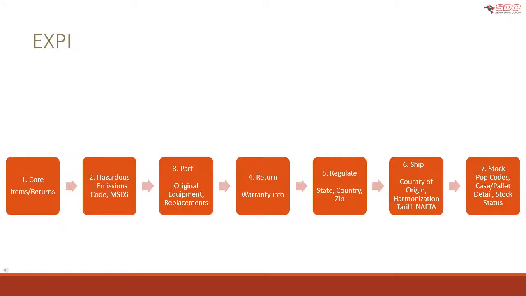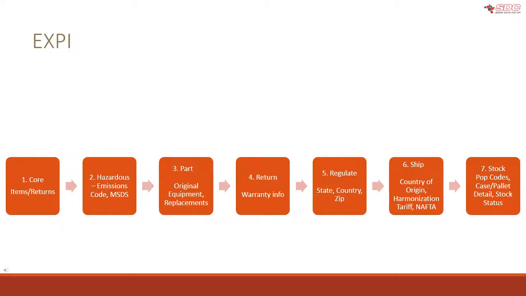Okay, let's jump back out to the rest of the EXPI groups. The third one is the part area. This is where information regarding your EOs, your original equipment manufacturer or original equipment supplier name or item IDs will go. And it also lets you flag whether your part is remanufactured or replaced. Fourth is the return area. So this would have information such as warranty details. Fifth is the regulate area, and this indicates which state or zip or city the item is regulated in.